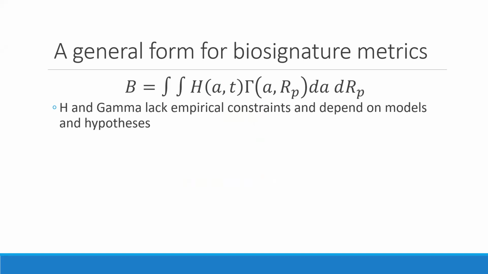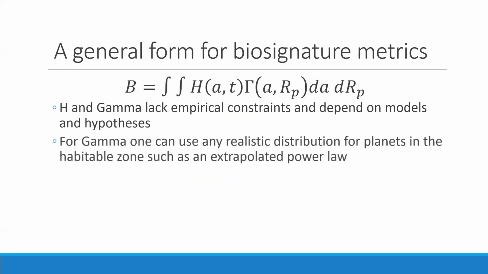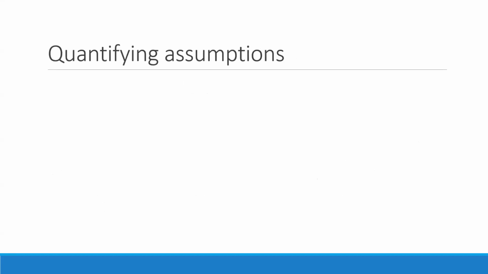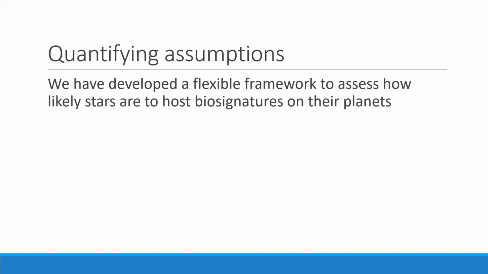So these functions, H and gamma, lack empirical constraints and depend primarily on models and hypotheses and assumptions about planetary habitability. And for gamma, one can use any realistic distribution of, say, a power law distribution for planets in the habitable zone, or any realistic planetary distribution function. And H can incorporate how long planets maintain their habitability, that quantity tau, the habitable duration that I was talking about, throughout the evolution of the host star's luminosity and temperature. So these metrics serve to quantify our assumptions.